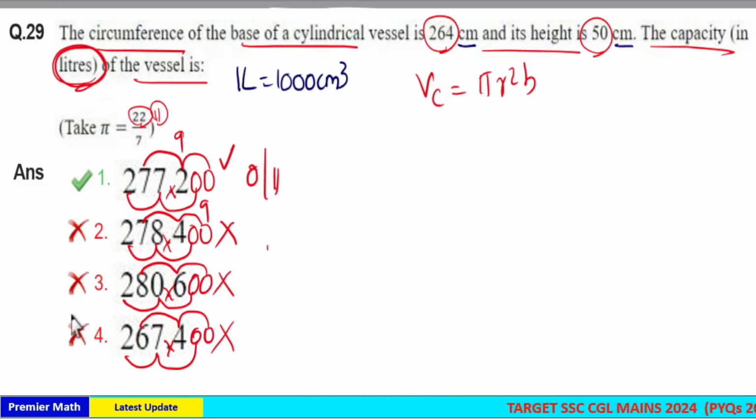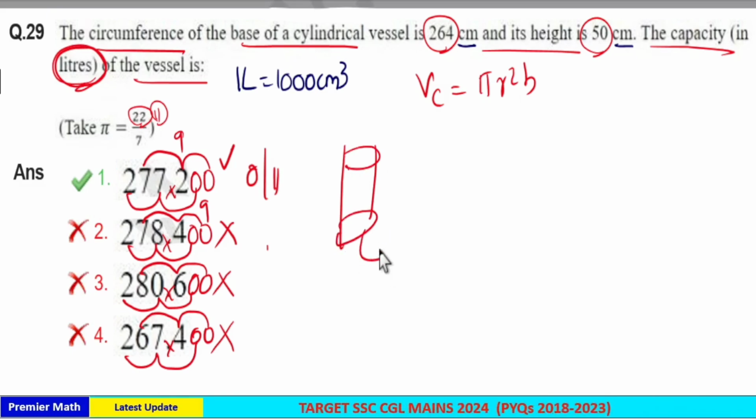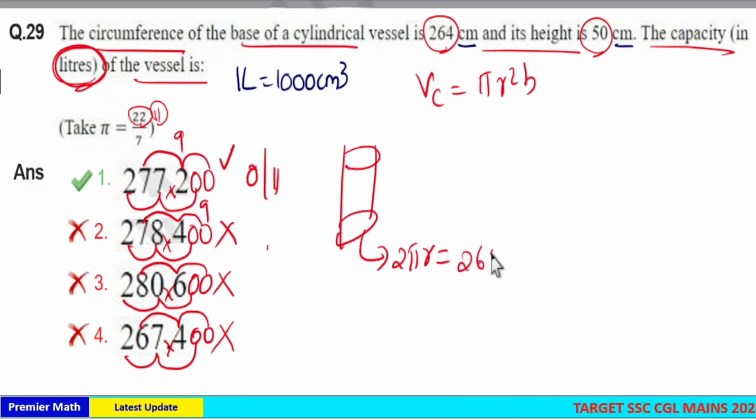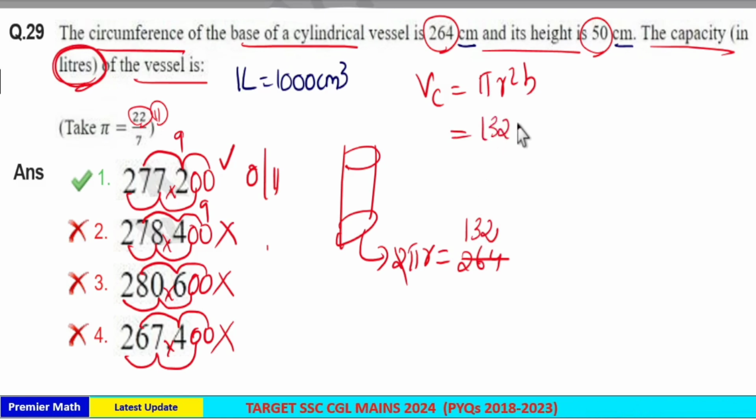In this way you can find the answer, or by the direct method: here this is the cylinder, and the circumference of the cylinder means 2 pi r. 2 pi r is given as 264. Then pi r is equal to 132. And here the volume of the cylinder is pi r square, which means pi r is 132 and r is equal to 132 by pi.